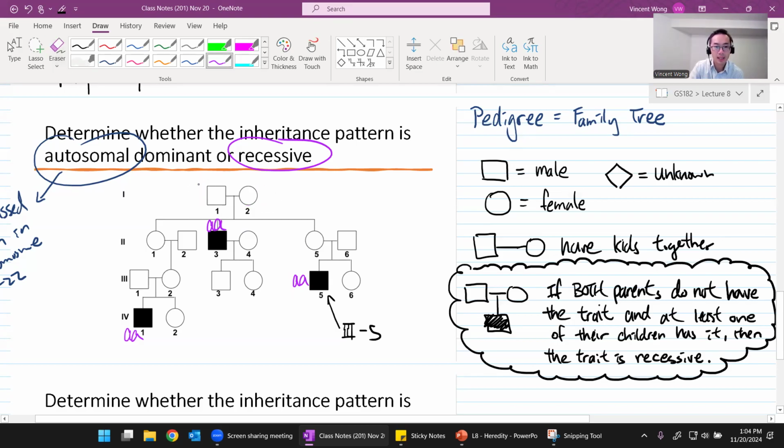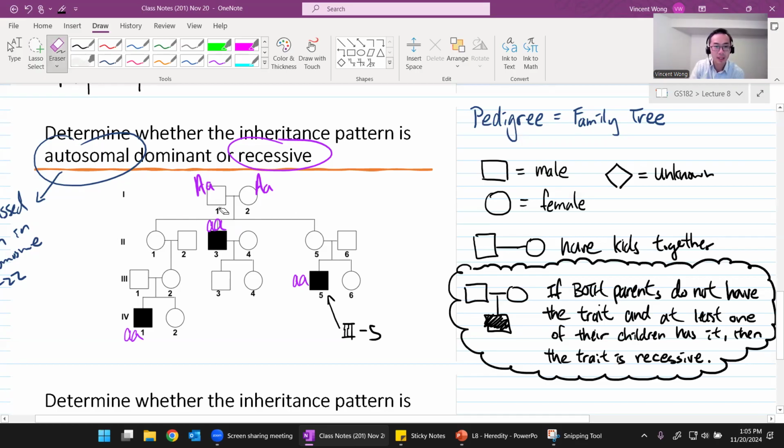What, based on this pedigree? Oh, yeah. Thank you, Vicky. You answered my question before I figured out how to ask it. So how is this possible? Well, it's possible because the parents are hybrid. They're heterozygous. So they don't have the trait, but they carry the recessive allele for it. That's the only way this is possible.